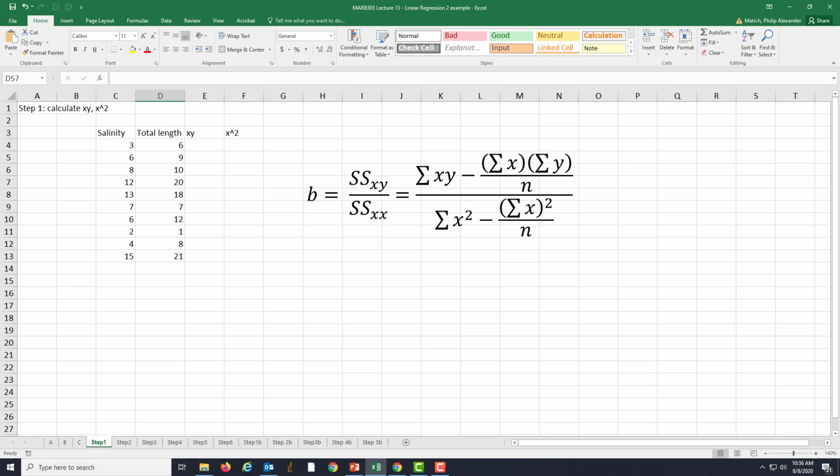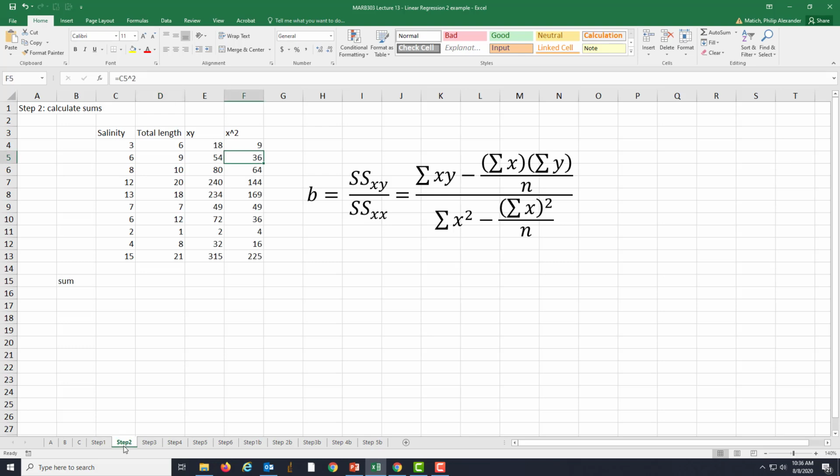So if we look here, there's a variety of things that we need to calculate before we can actually calculate the slope. So we need to calculate out the summations of x, the summations of y, the summations of x squared, and the summations of xy. And so the first step is going to be to calculate out xy to fill in this portion of the formula and to calculate x squared. So we can then calculate this portion of the formula. So you can go ahead and do so.